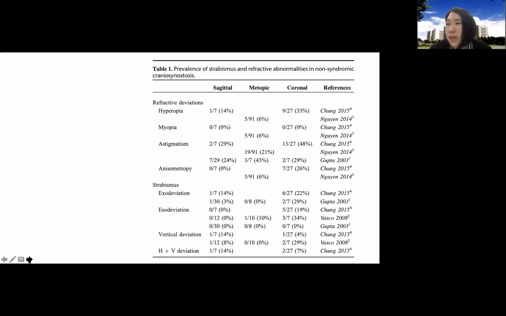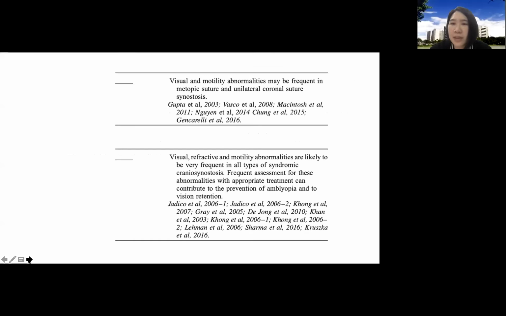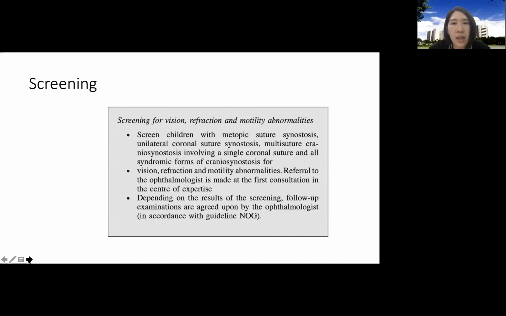So I'm not going to focus on this chapter, but we have to remember that if there's a suspicion, you should refer this patient to the ophthalmologist. Screening this patient for metopic suture synostosis and unicoronal synostosis, and also of course the multi-suture and syndromic cases.